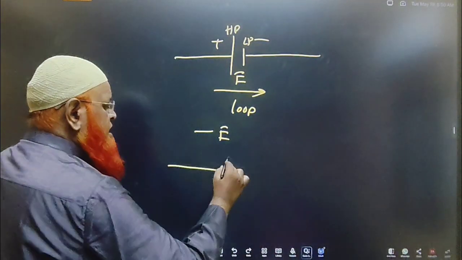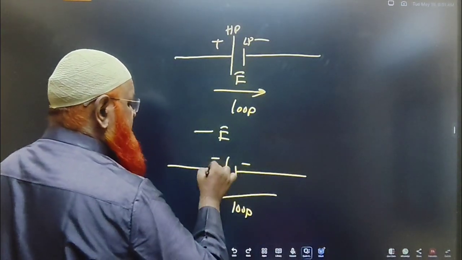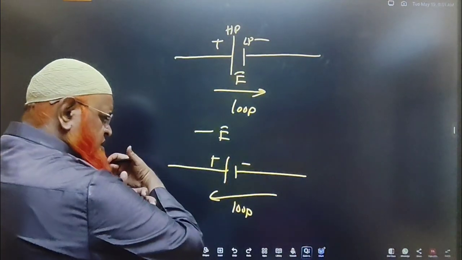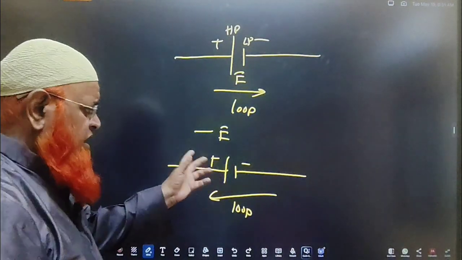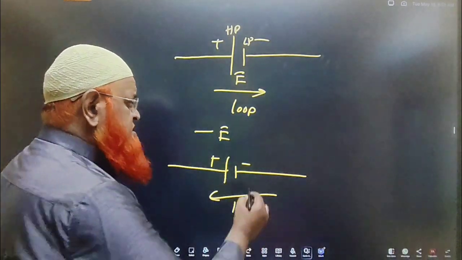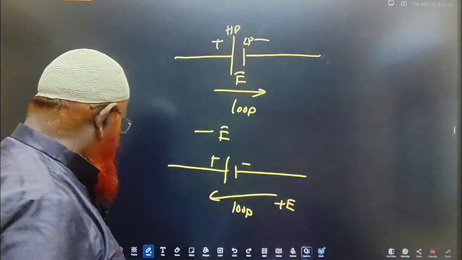Okay, for example, next situation, you are taking the loop in this direction where this is minus and this is plus, this is lower, this is higher. You are going against, from lower to higher. That means it's a positive thing. You have been promoted. So that means you have to consider here plus E. This you should remember now. Understood what I am saying now?